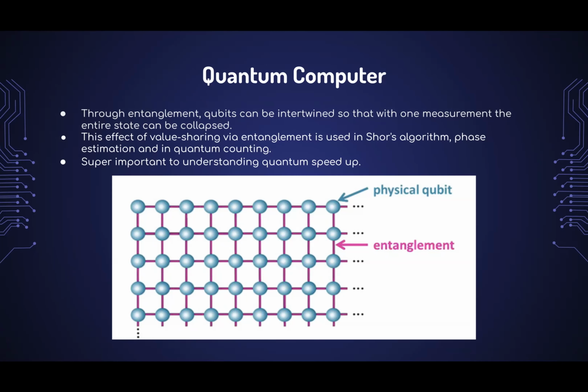And all in all, quantum entanglement is super important for understanding quantum speedup. It's important to understand that by entangling all these qubits together and collapsing the state all at once, you can bypass a lot of computational power, or not bypass it, but just take advantage of quantum states in order to speed up a lot of big problems that classical computers cannot solve. So now that that is over, check and see if we have any questions.